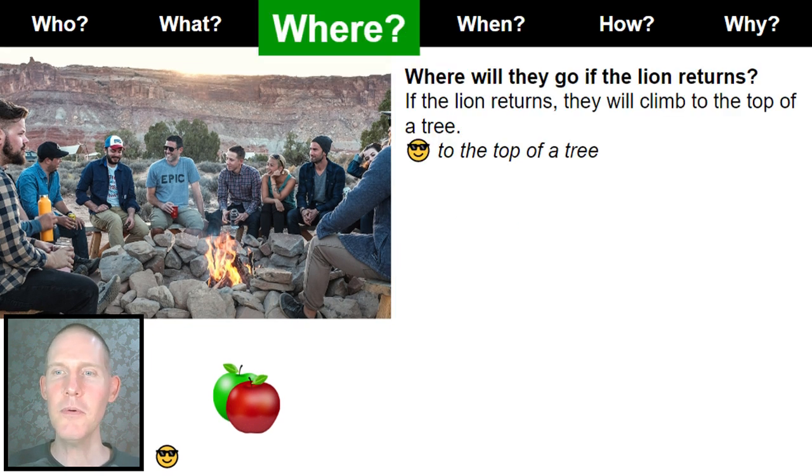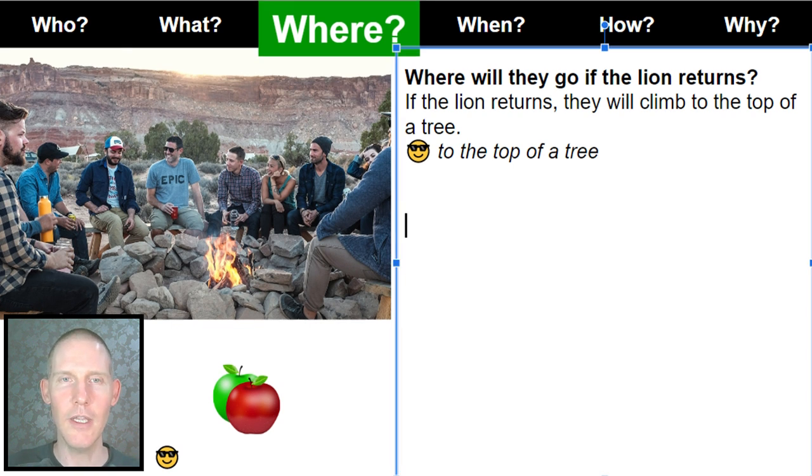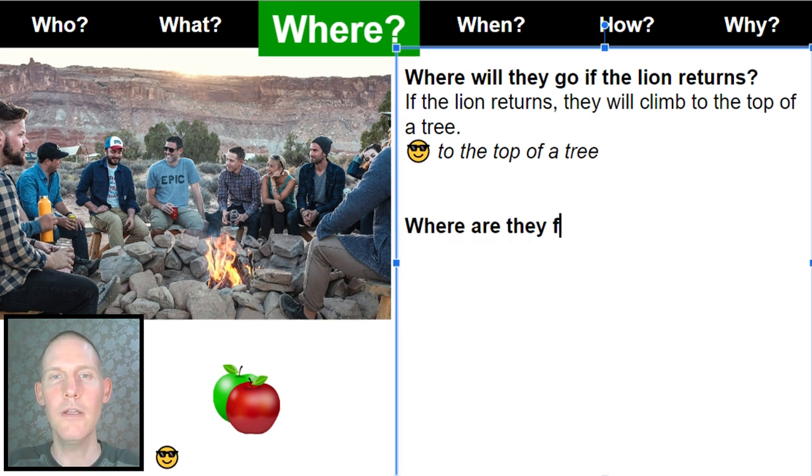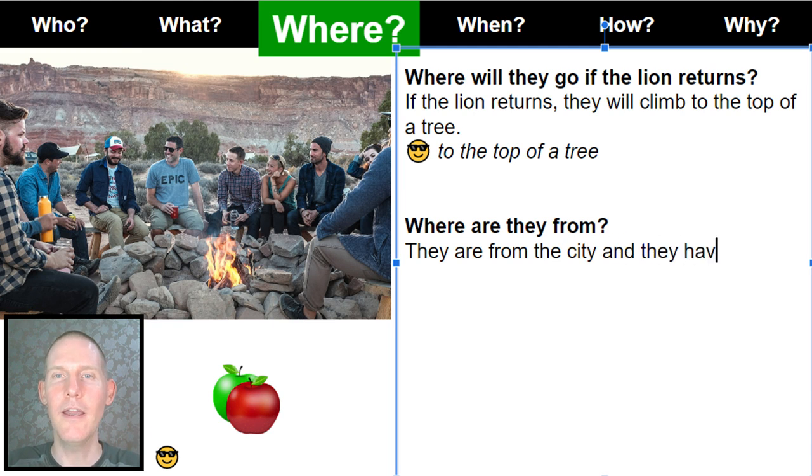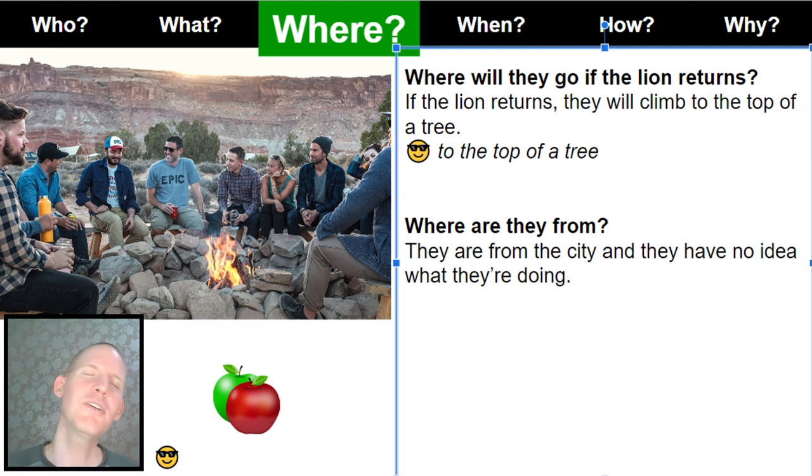Another one. Merv Selan says, where are they from? Nice. Okay, let's add it. Where are they from? Ooh, what do we think? Let's see. In the full answer, right? Complete sentence. They are from the city and they have no idea what they're doing. They're like, let's just go out in the country, have a little fire, have some fun. Little did they know that the mountain lion was stalking them.